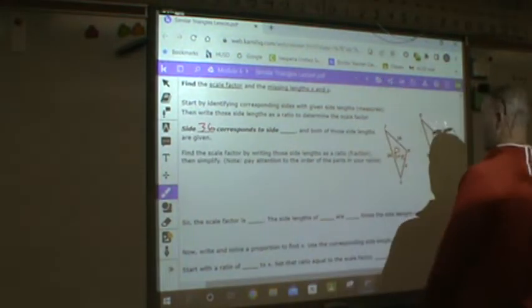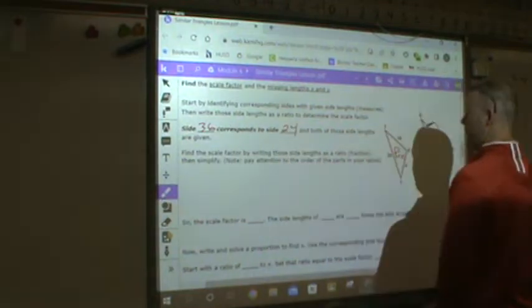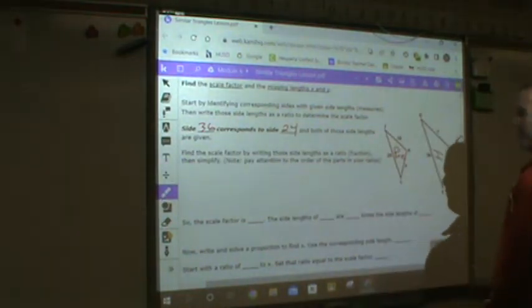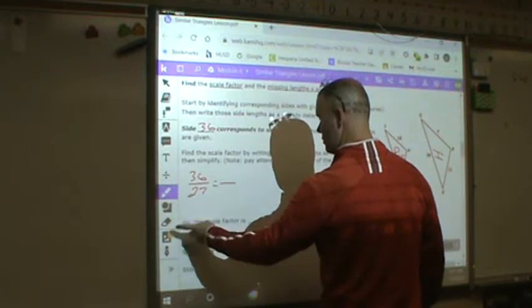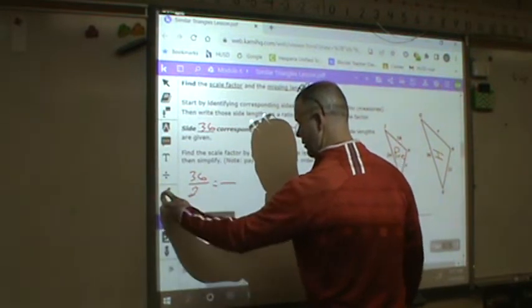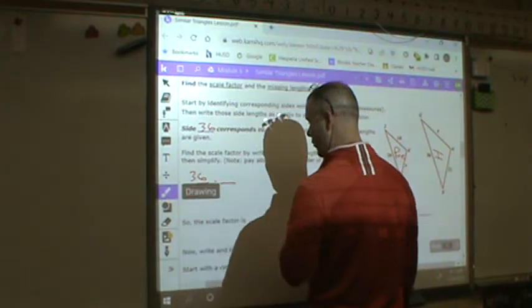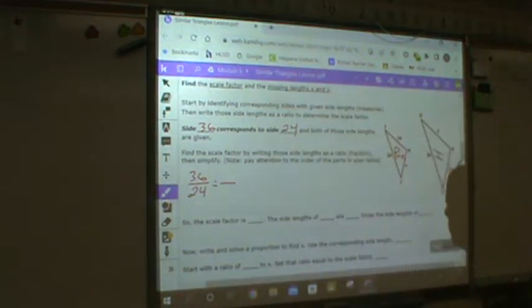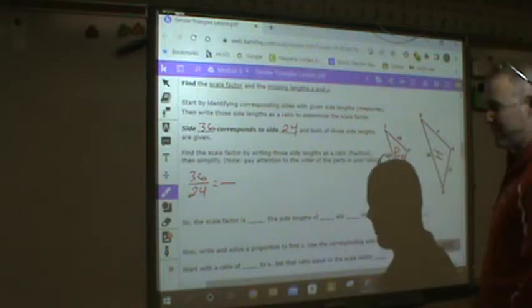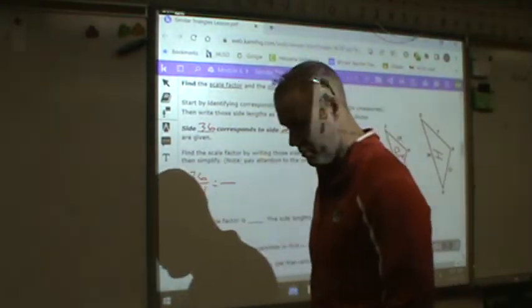So side 36 corresponds to side 24, and both of those side lengths are given. So find the scale factor. So 36 over 24, oops, it's 24, not 27. 24, all right, so what does this reduce to? What is the greatest common factor that will go into both terms?